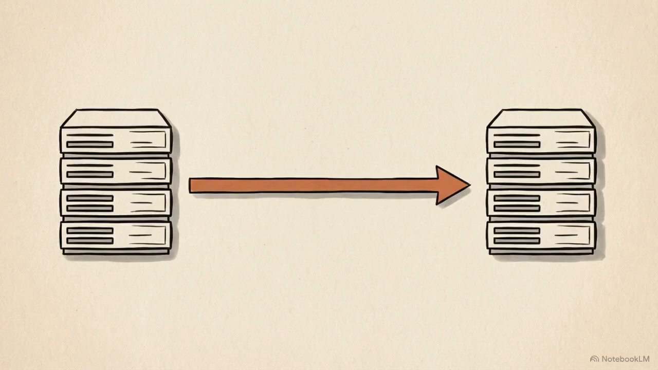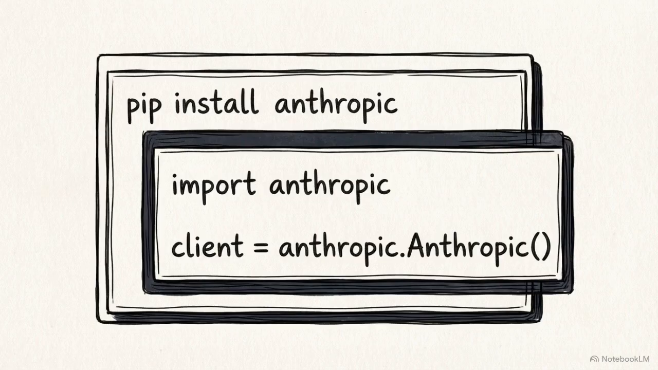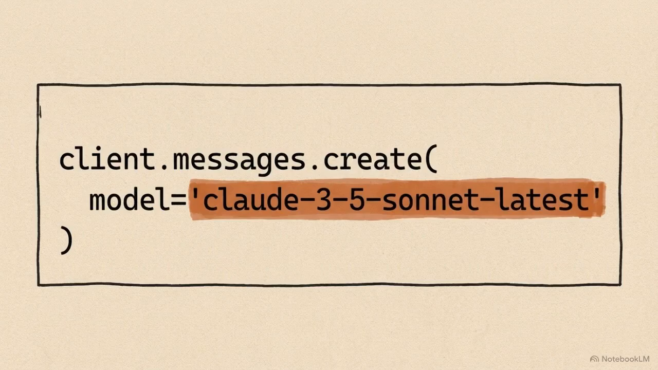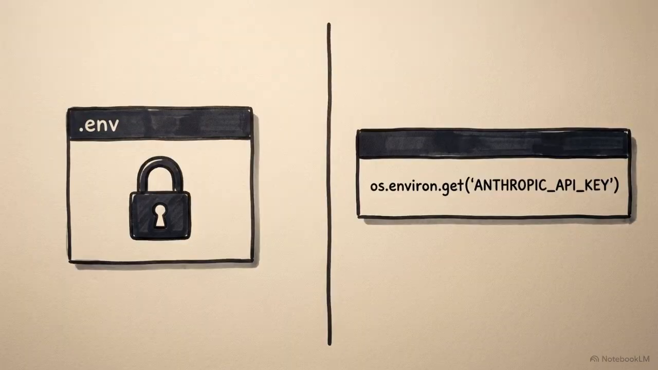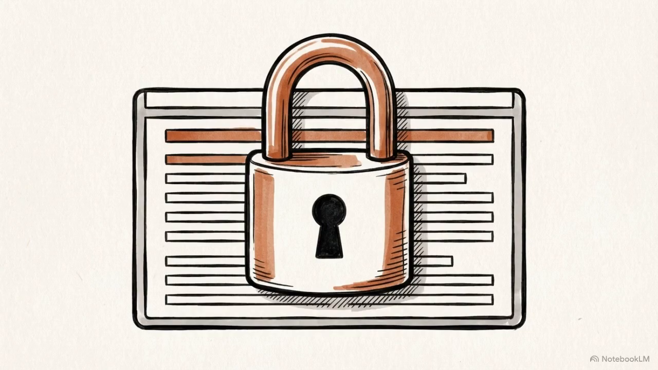We begin with a baseline script to establish connectivity. First, install the Anthropic Python package through your terminal and initialize the client library within your script. Inside the message creation block, you must specify 2 primary parameters: the model version, in this case Claude 3.5 Sonnet, and the max tokens limit to control the length of the response. We reference the Anthropic API key from our environment variables rather than hard-coding it. This ensures your credentials remain secure and separate from the application logic.